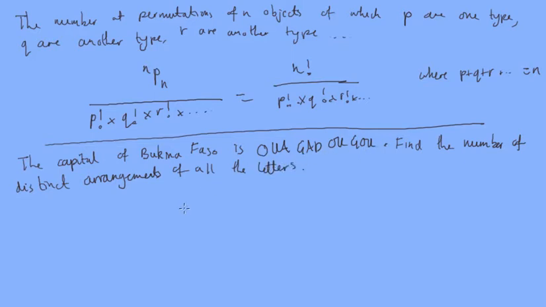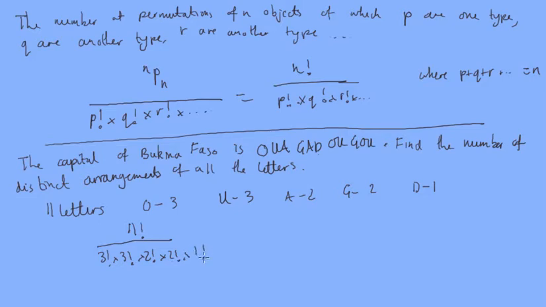Well, let's first find out how many letters are in it. There's 11 letters. Now, how many O's are there? There are 3 O's. How many U's are there? There's 3 U's. A's, there are 2 A's. And G's, there are 2 G's. And there's 1 D. Correct? Yeah, 1 D. So, the number of arrangements is going to be n, which is 11, factorial over 3 factorial times 3 factorial times 2 factorial times 2 factorial times 1 factorial, which equals 277,200 different arrangements of the letters.